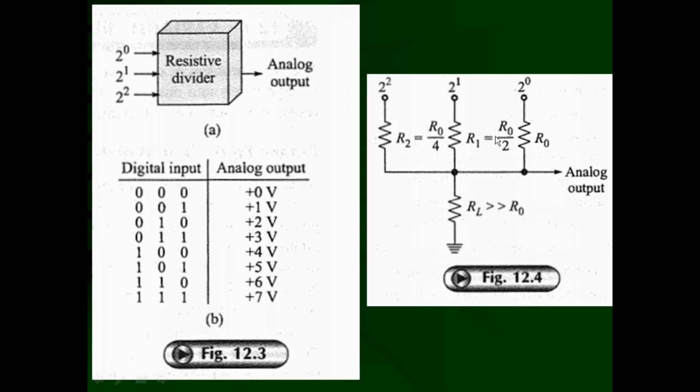R2 is equal to R1 divided by 2, or R0 divided by 4. And this will be the load resistance, the value of the load resistance across which you are taking the analog output voltage. This load resistance must be greater than R0, so it will not provide any kind of loading to the input circuitry.